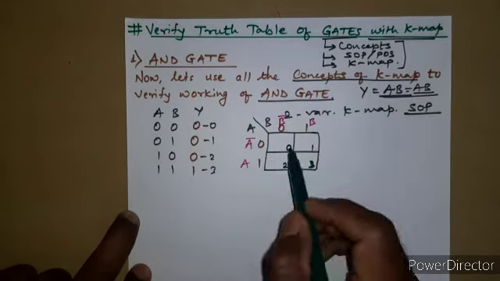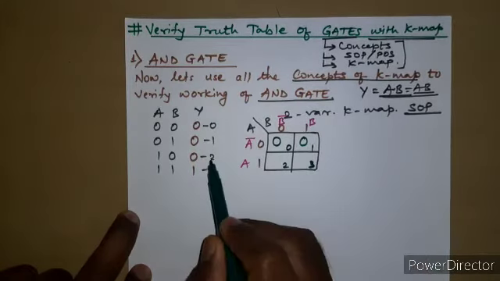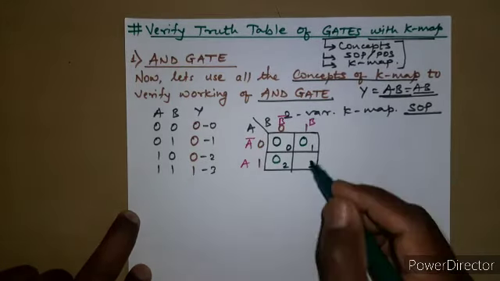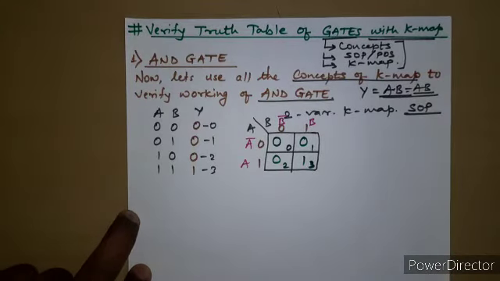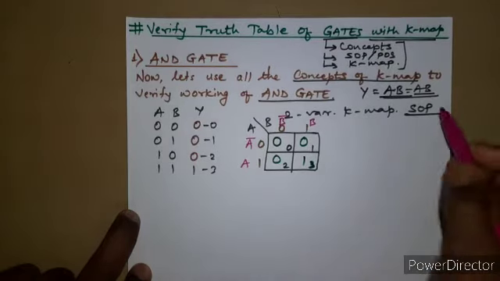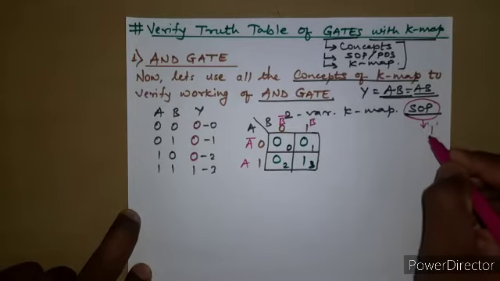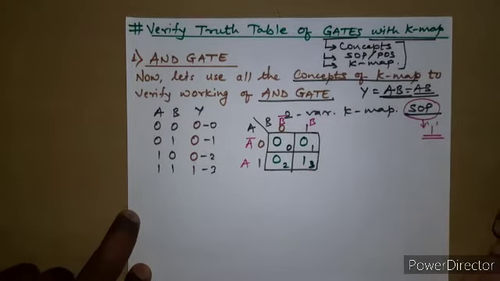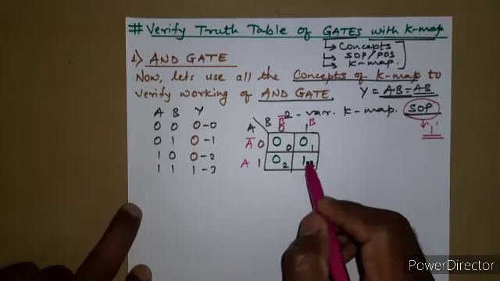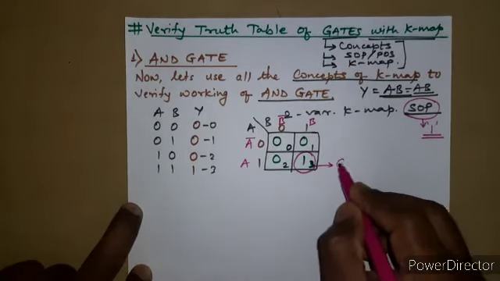Now cell 0 corresponds to 0, cell 1 corresponds to 0, cell 2 corresponds to 0, and cell 3 corresponds to 1. So this is how our entries in the K-map are as per the truth table. Now since it is SOP, we have to look for the cells that contain binary 1. Here we only have this cell, so this becomes a single group. I can name this group 1.